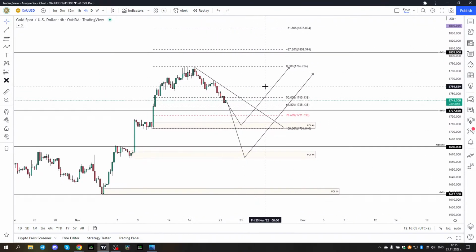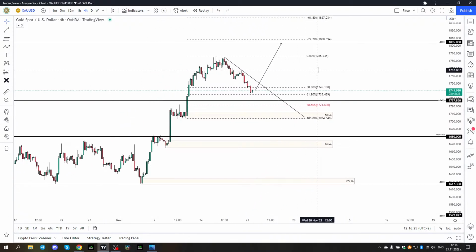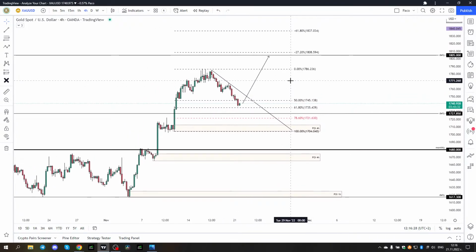And if from this impulse wave the price makes a candlestick formation, probably we are gonna look for something like this, directly the price to make a new bullish impulse wave. This is the third option. We are gonna see what is gonna happen. So guys, this was the forecast for this week.